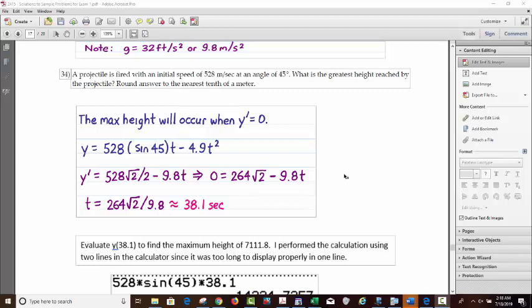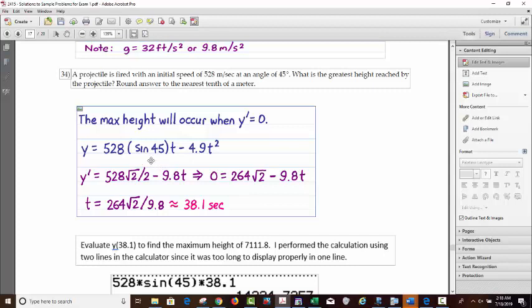So we have y will be, h is 0, the initial height is 0, so we have v0 sine theta t, so it's 528 sine of 45 t minus 1/2 of 9.8 times t squared, so it's 4.9 t squared. We take the derivative of that.